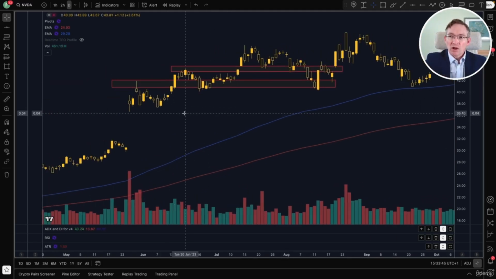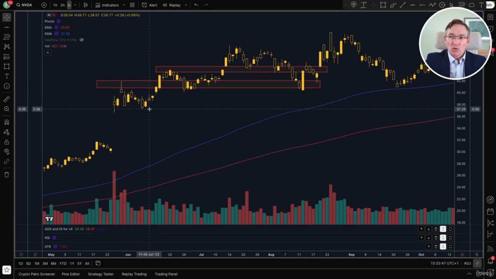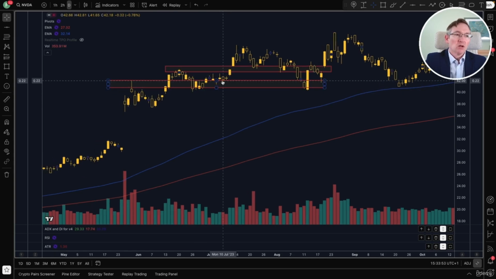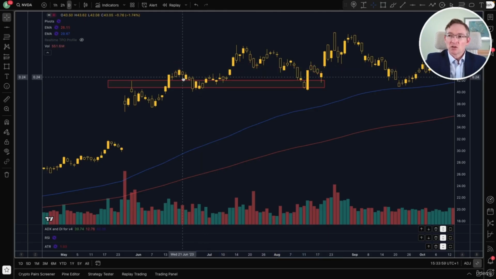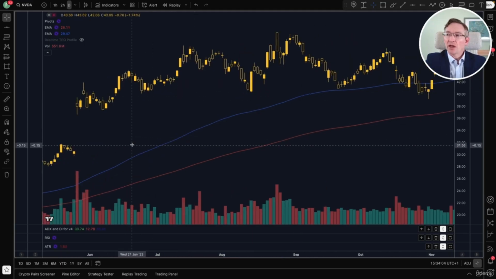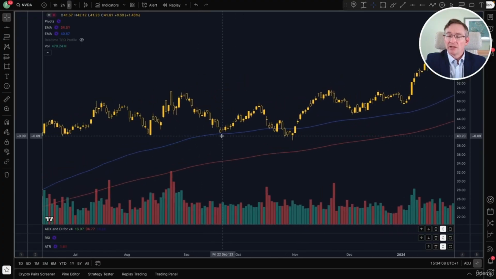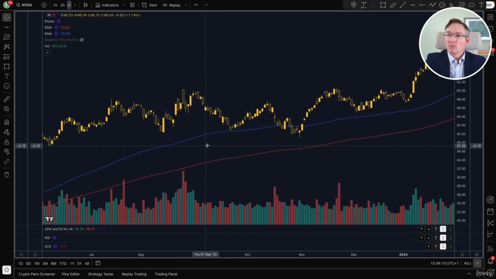And the more times that support holds, the more reliable it is. So the more a level is tested without it breaking, the more reliable it becomes. So multiple tests give the support resistance level more validation. Now, the other thing to notice is that volume confirms validity. So let me give you a good example of this here.